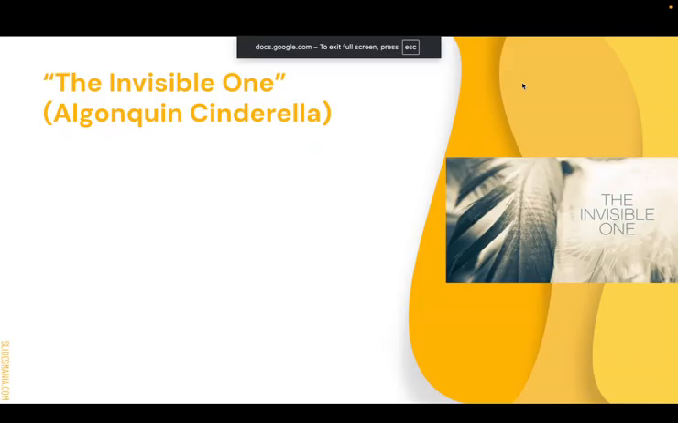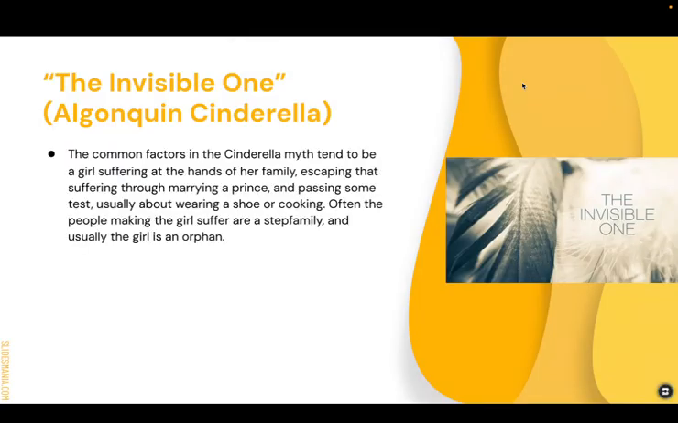So those are some different things that happen around the world in these different Cinderella tales. Common factors in the Cinderella myth tend to be a girl suffering at the hands of her family, escaping that suffering through marrying a prince, and passing some tests, usually about wearing a shoe or cooking. Often the people making the girl suffer are a step family, and usually the girl is an orphan. So you might see some similarities in this tale today.